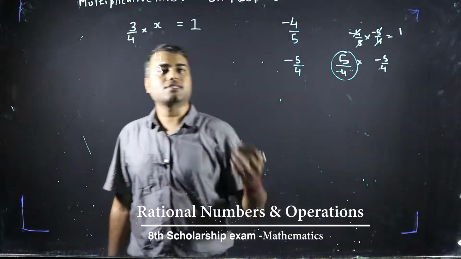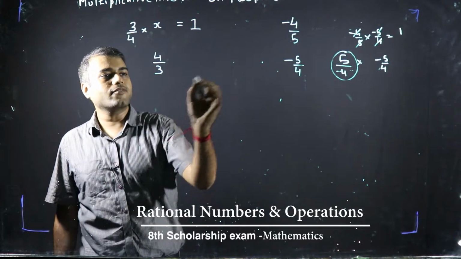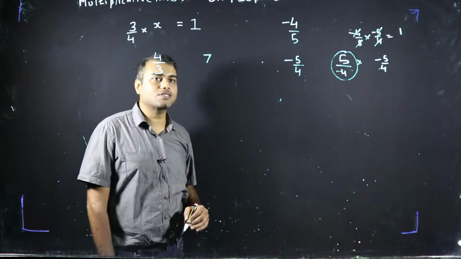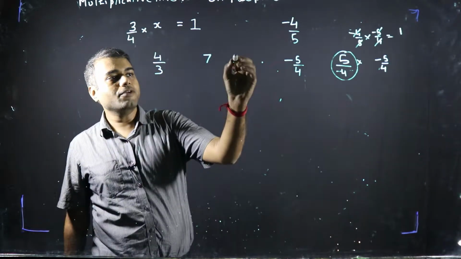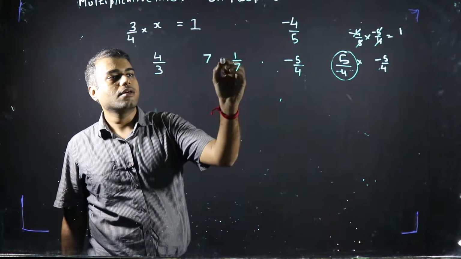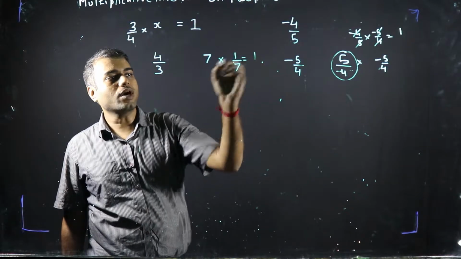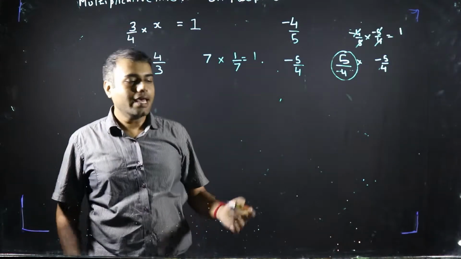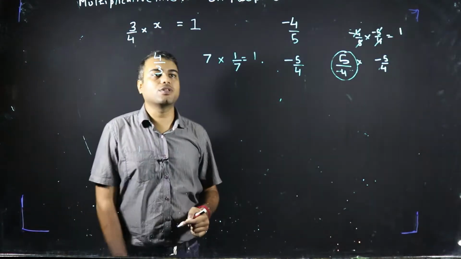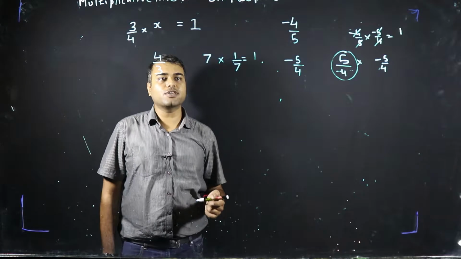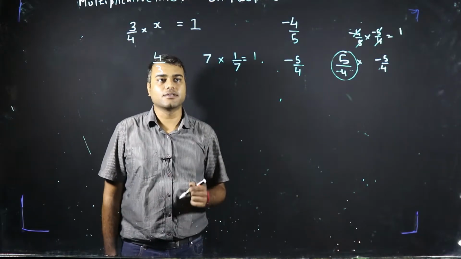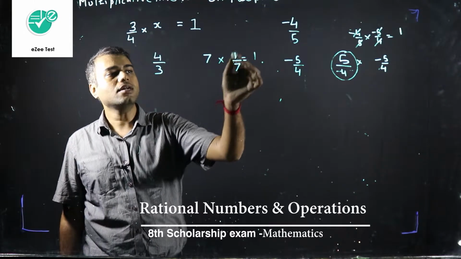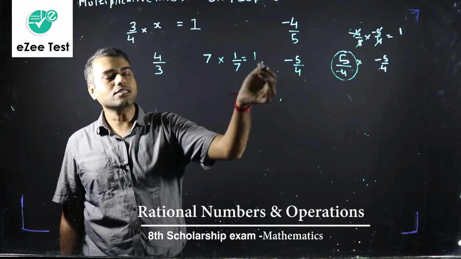And let's take one more example. What will be the multiplicative inverse of 7? Won't it be 1/7? Because 7 into 1/7 is 1, right? So the multiplicative inverse of 7 is 1/7, and vice versa is also true. The multiplicative inverse of 1/7 is 7, because both these numbers when multiplied with each other will give the product as 1.